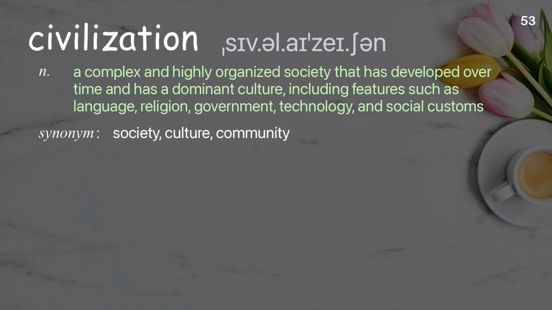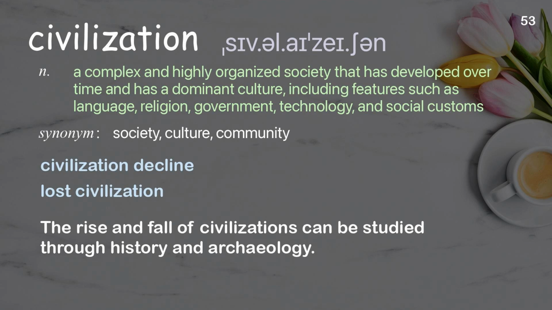Civilization. A complex and highly organized society that has developed over time and has a dominant culture, including features such as language, religion, government, technology, and social customs. Examples: Civilization decline, lost civilization. The rise and fall of civilizations can be studied through history and archaeology.